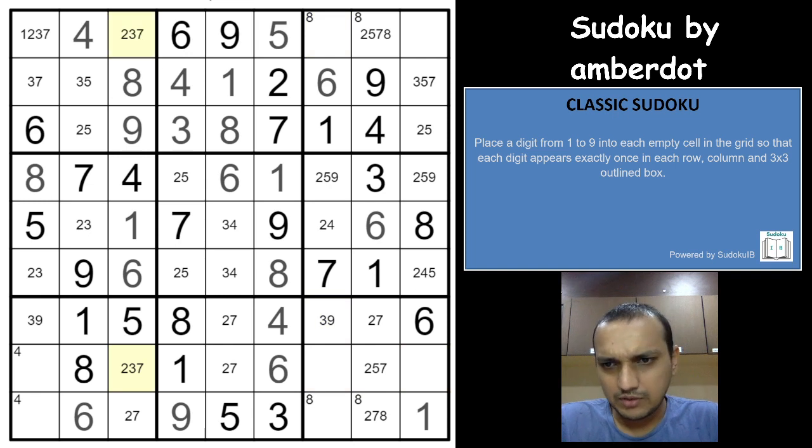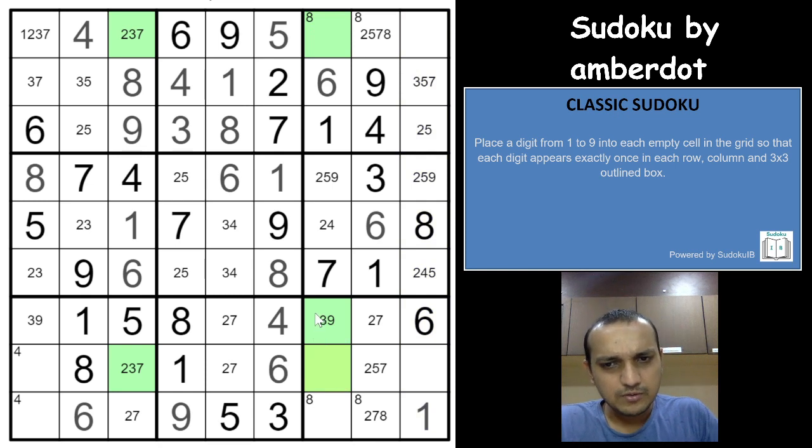3 in this column can only be in these two cells. 3 in this column can only be in these 3 cells, right? Which means if I have a 3 here, in both of these columns 3 would have to be in these 2 cells, right, in the same row. So 3 cannot be here, which means in this row 3 will have to be only in these two cells, right? That eliminates 3 from this cell, and 3 would have to be in one of these two cells.